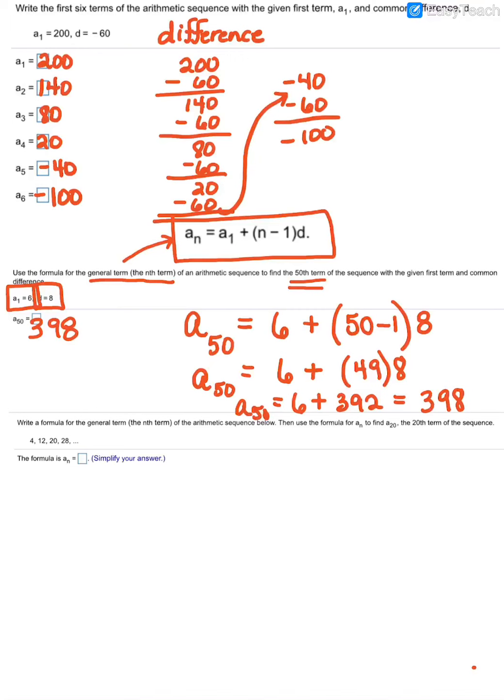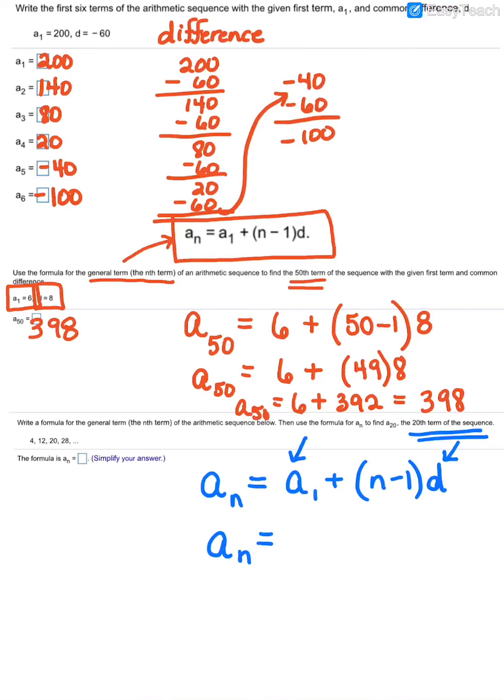Okay, for this last problem, we're being asked to write a formula for the general term and then use it to find the 20th term of the sequence. So remember, the general term, a of n, is equal to a of 1 plus n minus 1 times d. So we need to figure out the first term and the difference to be able to write this particular general formula.